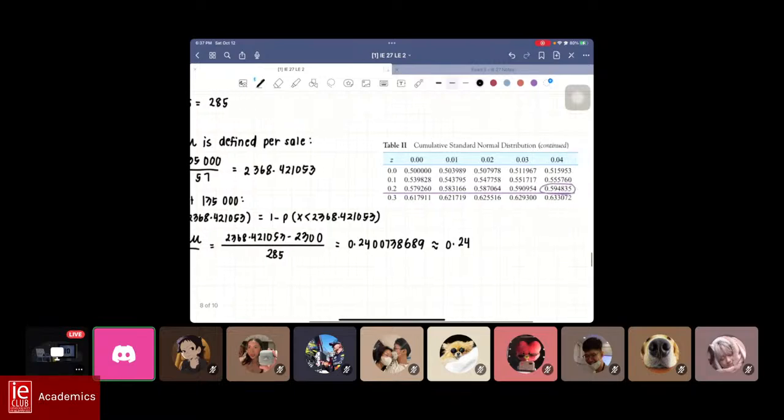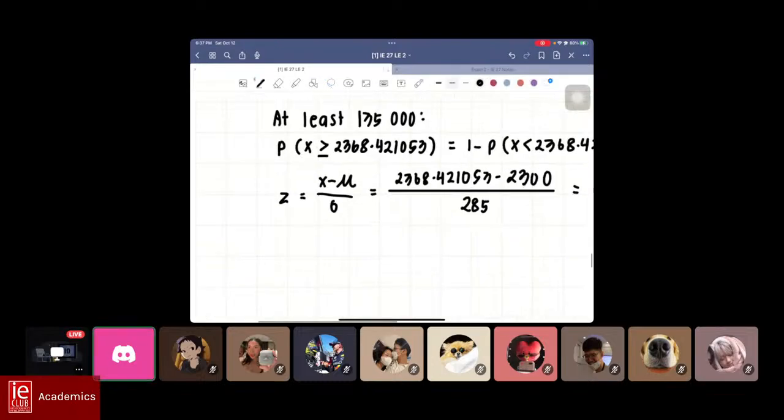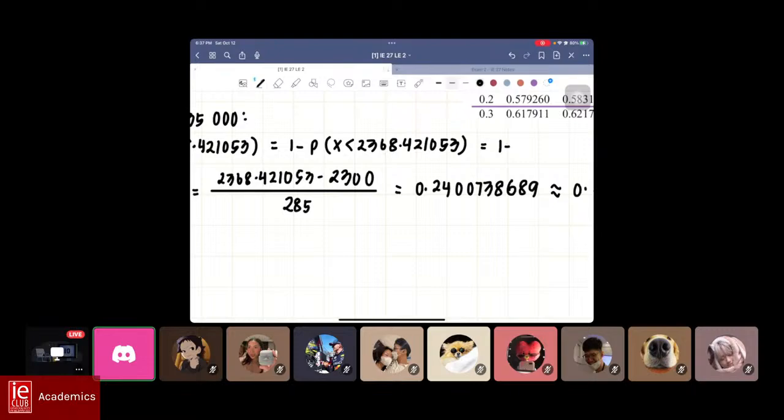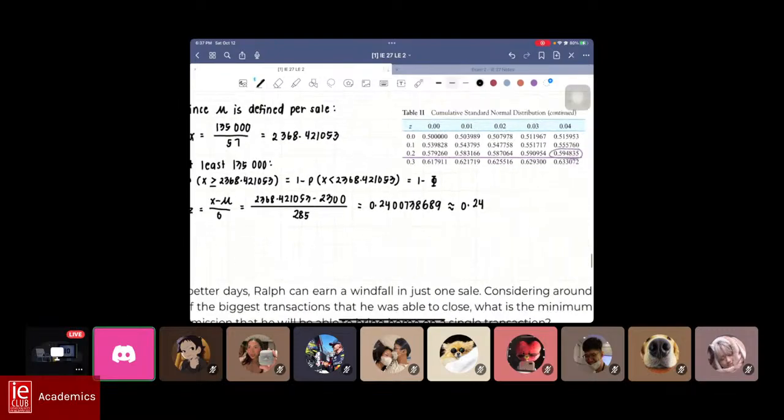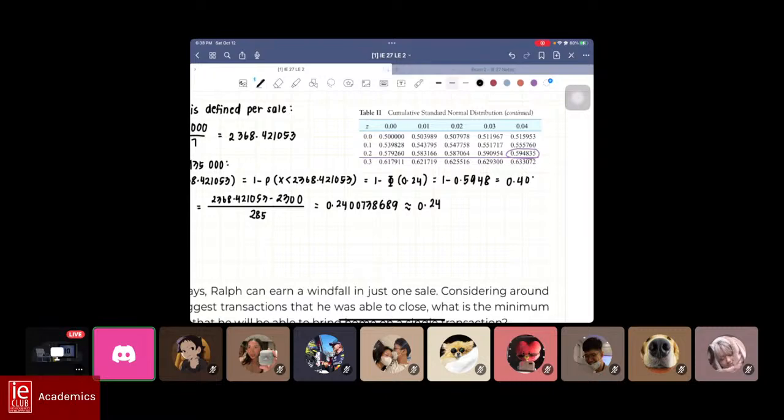And then based on the z table, so this is 0.2, and then this is the column for 0.04, we can get na phi of 0.24 is equal to about 0.5948. So this would be equal to 1 minus phi of 0.24, which is equal to 1 minus 0.5948. So that's equal to 0.4052.